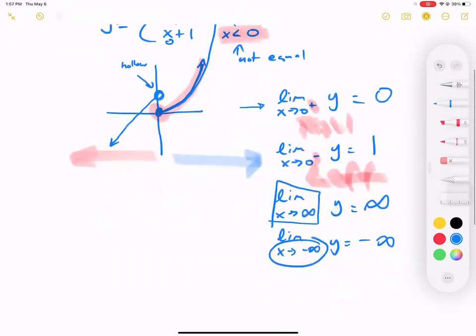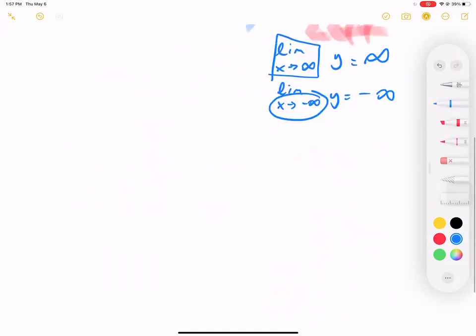Okay, so let's do another problem here. I'm going to give you guys some more values.